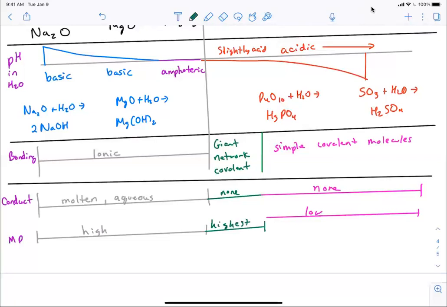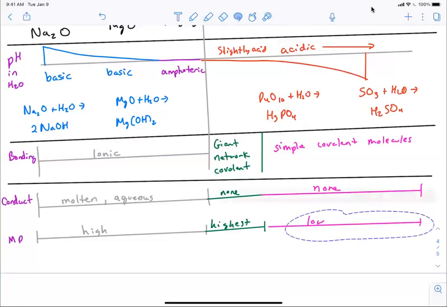Yes, melting point. Oh, because to break the covalent bonds within the network, it's much harder than breaking the ionic attractions. So like network things like diamond and SiO2, even graphite have very, very high melting points.